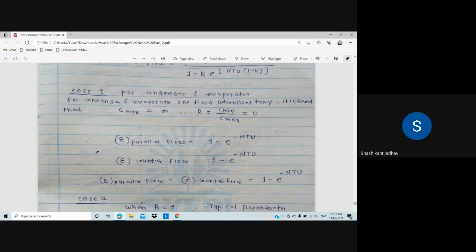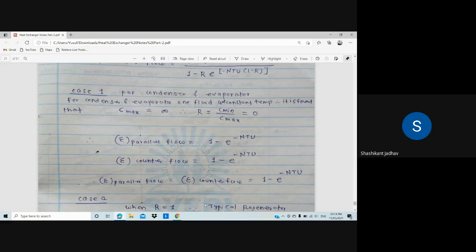They give different equations and ask which of the following is the correct equation for the effectiveness for the condenser and evaporator. At that time we have to remember this equation, that is epsilon is equal to 1 minus e raised to minus NTU. By using this equation we calculate the effectiveness for the parallel and counter flow heat exchanger when there is a condenser and evaporator.